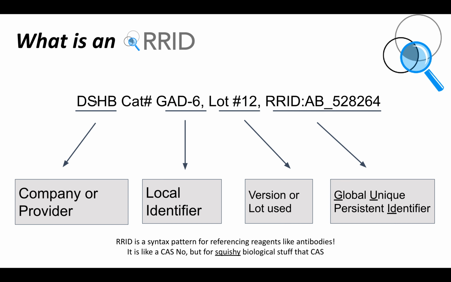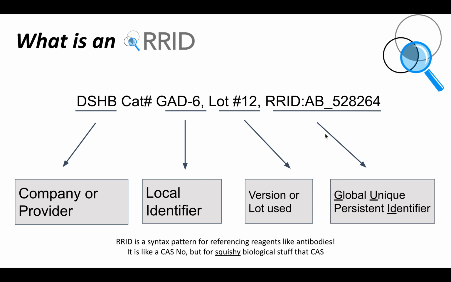So the RRID syntax, this is the full syntax, which really covers the company or the provider, so in this case, the Developmental Studies Hybridoma Bank, DSHB. There's a local identifier, usually a catalog number. The version or the lot of the reagent used, and then the global persistent unique identifier. So this is the RRID component of this, right?